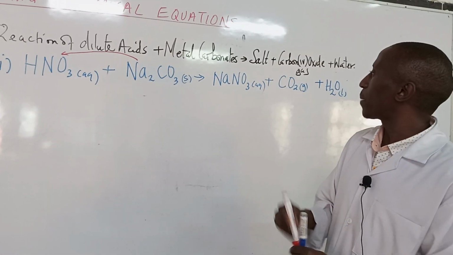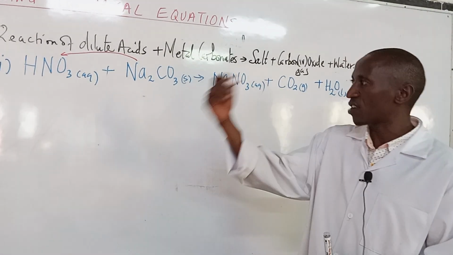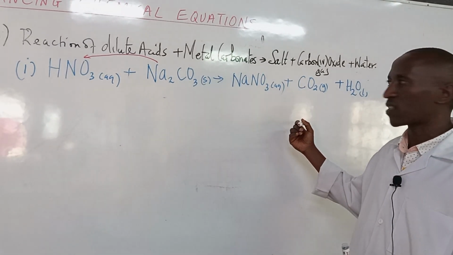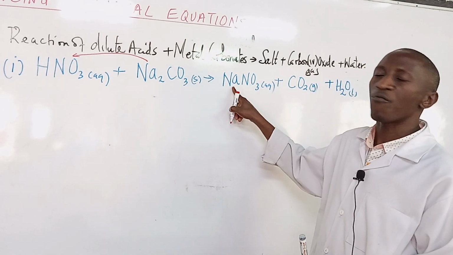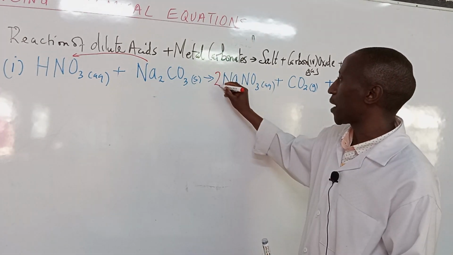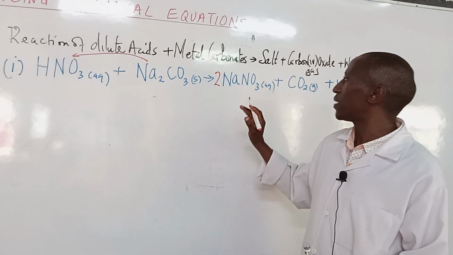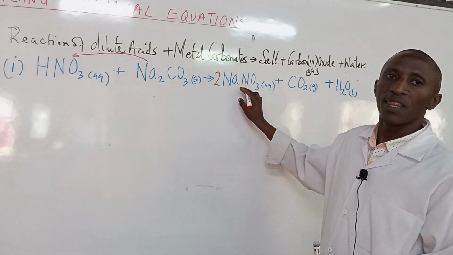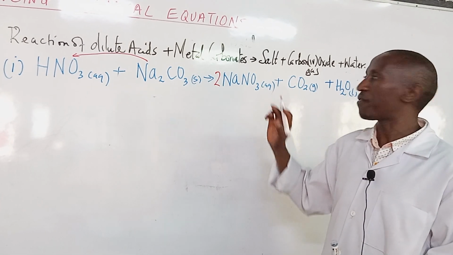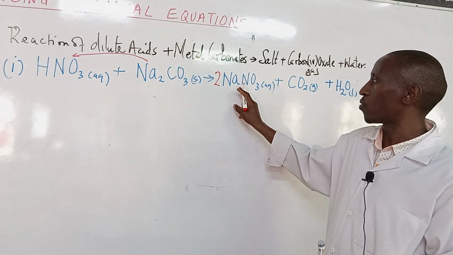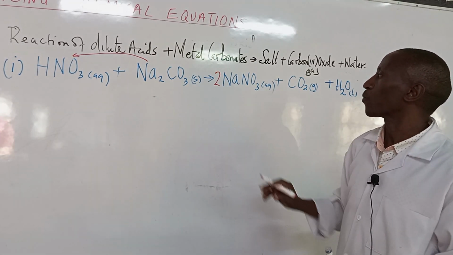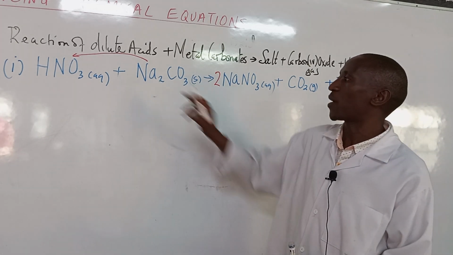We balance by counting the atoms on the reactant side. They should balance on the product side. So here we have 2 sodium atoms, and here we have 1. So we put a 2 here. I remember a student may ask, why don't we put the 2 here? That will mess with the valency of a nitrate. It is not 2. So the 2 comes here. 2 sodium atoms, 2 sodium atoms.